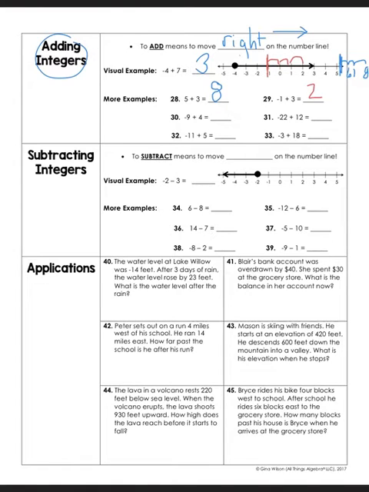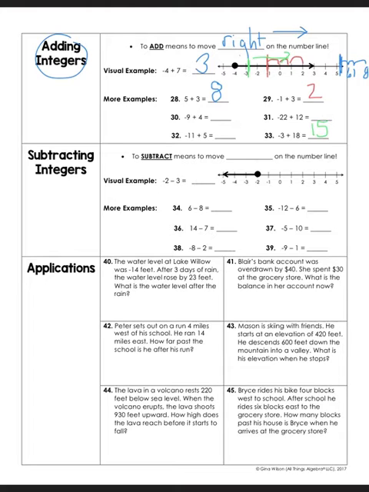So -3 plus 18, if I started all the way over here at -3 and then I moved to the right 18, where would I end up? I would end up at 15. So I'd like you to stop the video right now and figure out 31, 30, and 32 on your own. Feel free to use a number line.